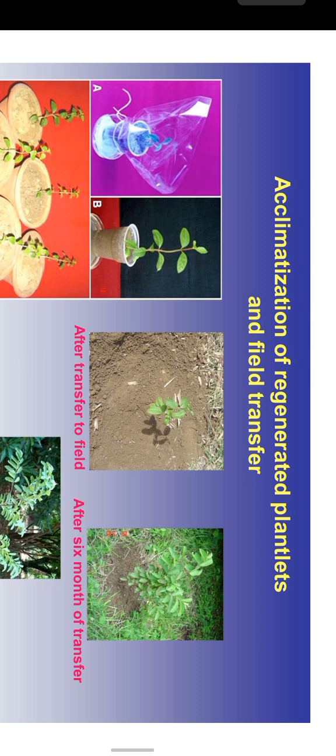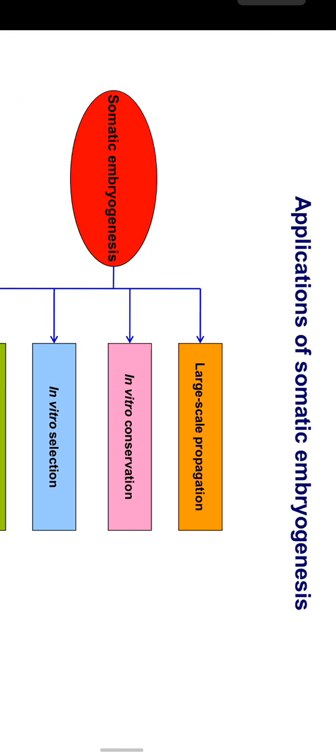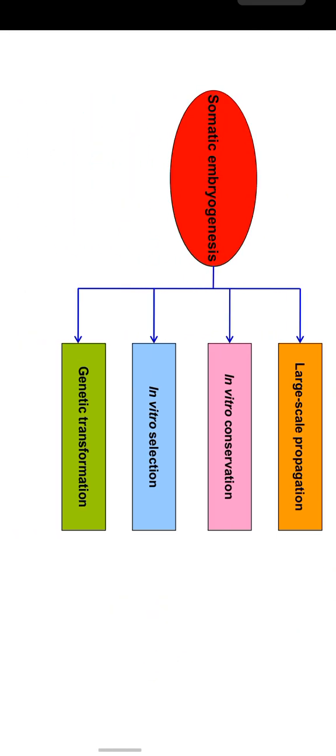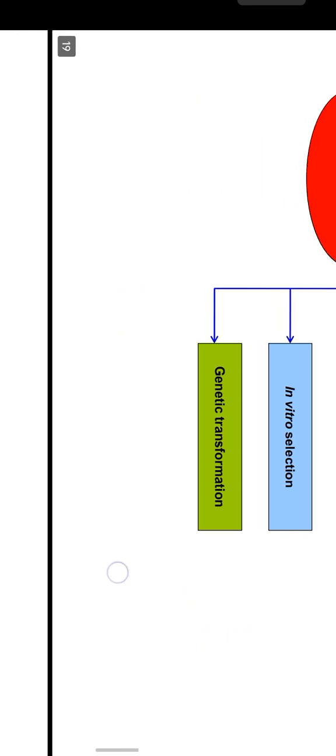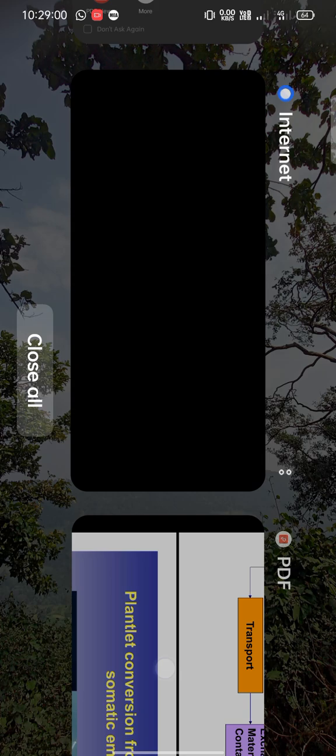Acclimatization of regenerated plantlets and field transfer. So we will do acclimatization under lab condition and under field condition. Applications of somatic embryogenesis: large scale propagation. We can produce more number of cells, more plantlets. It is a large scale propagation, in vitro conservation, in vitro selection, genetic transformation. So these are some applications.